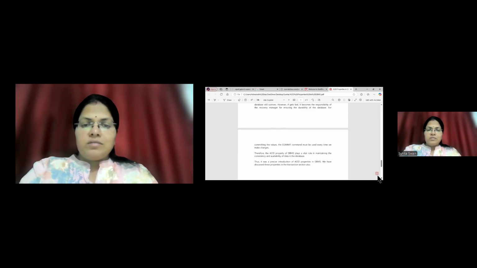So, like the save operation in documents, here in database management system, this is called the commit command. It must be used every time we make changes. Therefore, the ACID property of DBMS plays a vital role in maintaining the consistency and availability of data in the database.